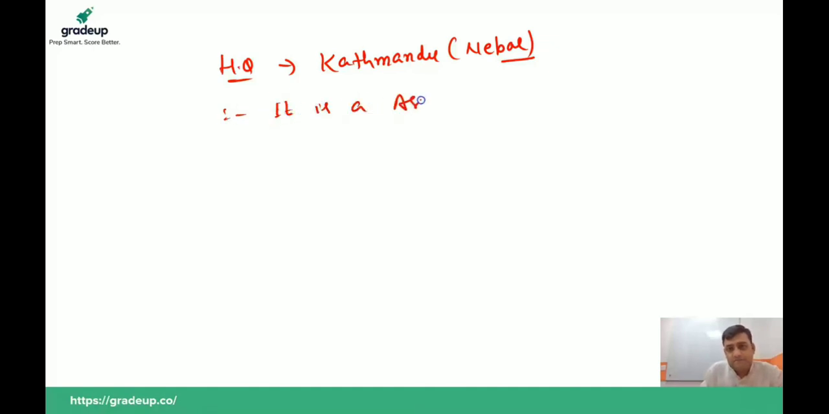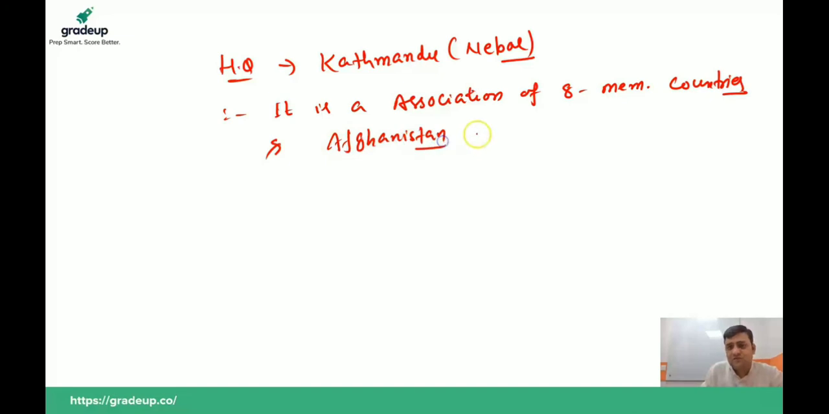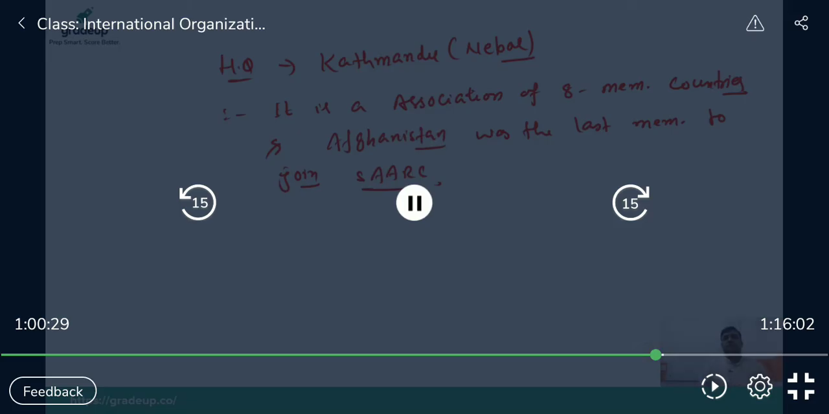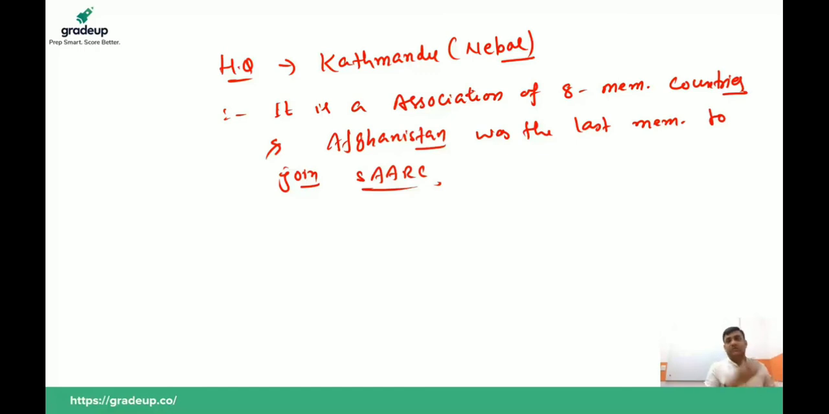Remember one thing, it is an association of 8 member Asian countries, and Afghanistan was the last member to join SAARC. So don't forget that. If the question comes how many members are there in SAARC, you will say 8 members. And the last member to join SAARC is Afghanistan. The headquarters is at Kathmandu, Nepal. We have the neighboring countries: India, Bangladesh, Pakistan, Sri Lanka, Bhutan, then Afghanistan, then Myanmar. These are all members of SAARC.